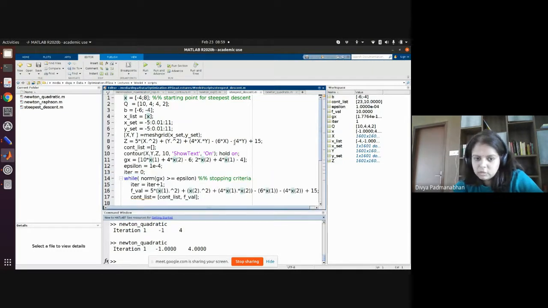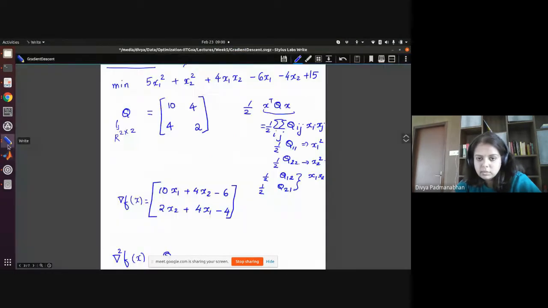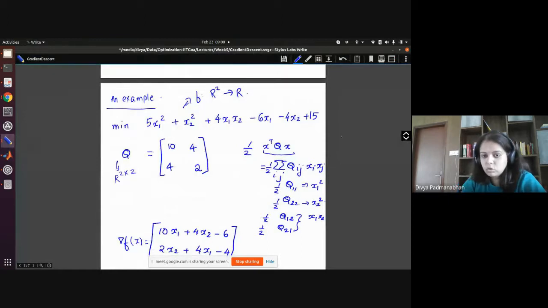Is it big enough? Yeah, okay. Here are some things that I've done to plot the contours and things like that. The most important thing is this is where you set the starting point. I'm starting from this point -4, 8. It's just an arbitrary starting point I chose. And this is the Q, which is what we had. And the B is this. B was the coefficient of the linear terms, so B is -6, -4.